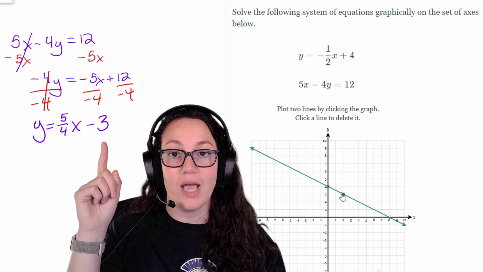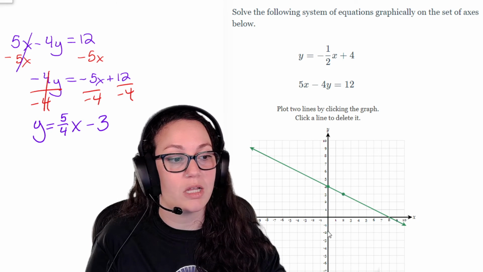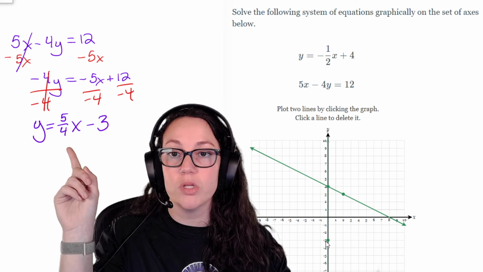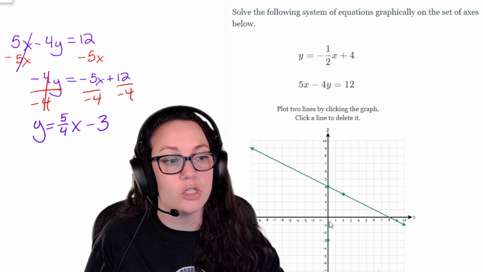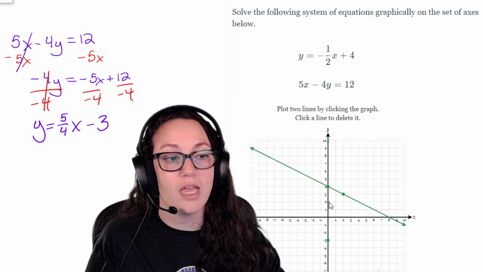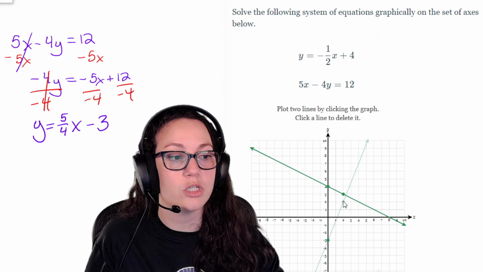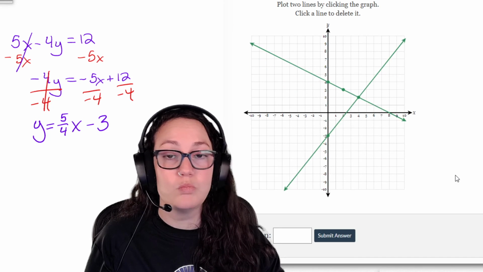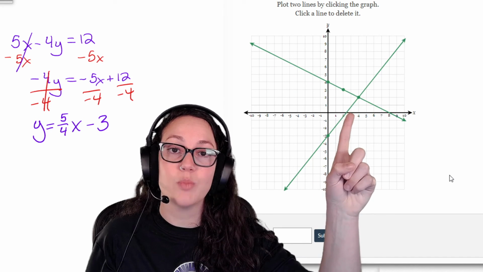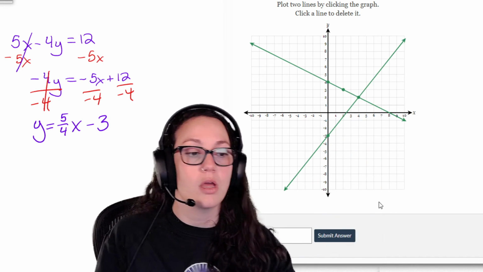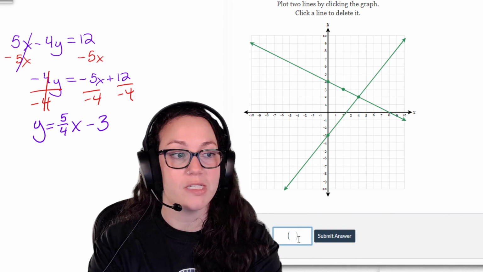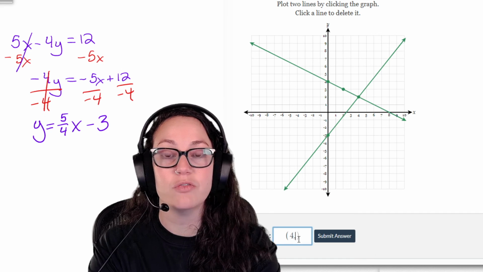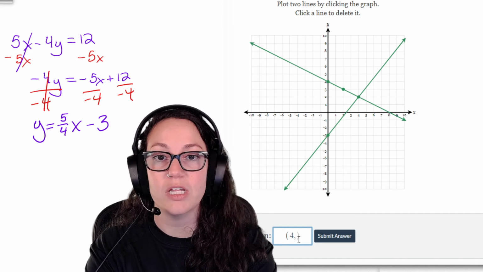It tells us our y-intercept is negative 3, so I'm going to click there first. And then the slope is 5/4, so I'm going to go up 5, 1, 2, 3, 4, 5, and to the right 4, 1, 2, 3, 4. So there we go. Once again, our solution is at this point of intersection. We write it as an ordered pair inside parentheses. The x-coordinate of that point of intersection is 4, and the y-coordinate is 2.